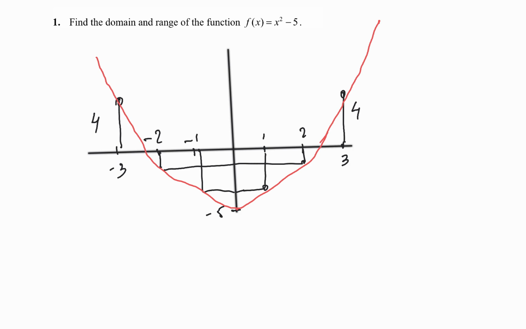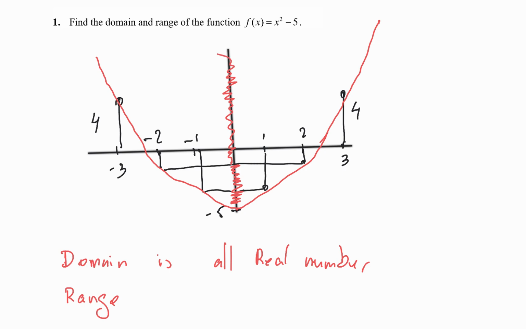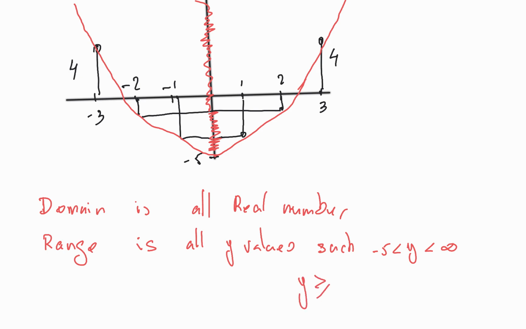So the domain is the set of all x. Domain is all real numbers, because the domain is on the x-axis and you can input any x number and you will have an output. Now the range is on the y-axis, and the range is all the y values from y equal minus 5 to infinity. All y values such that y is bigger than minus 5 and less than infinity. Or in other words, you can put y is bigger than or equal to minus 5, with an equal sign here. This is the range.